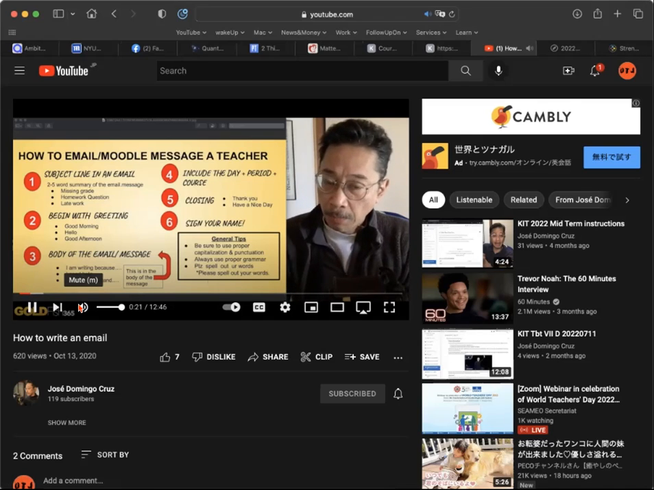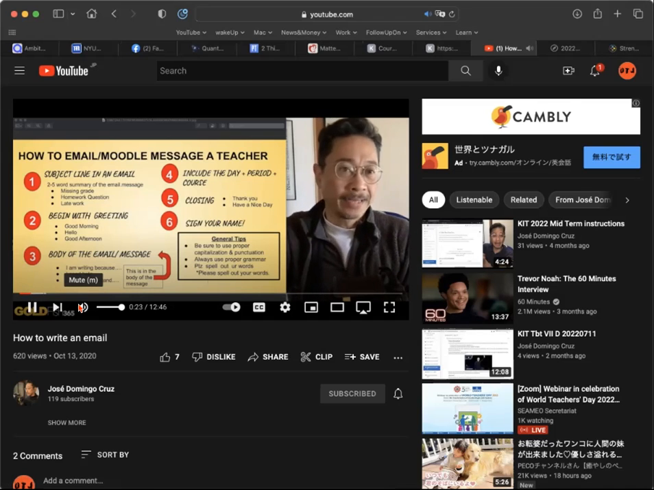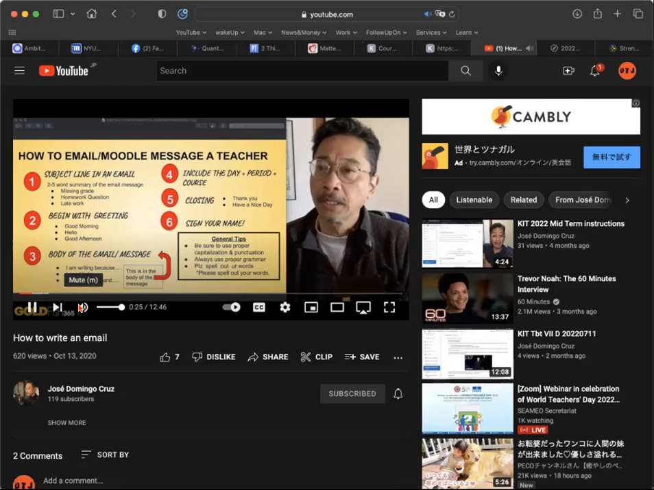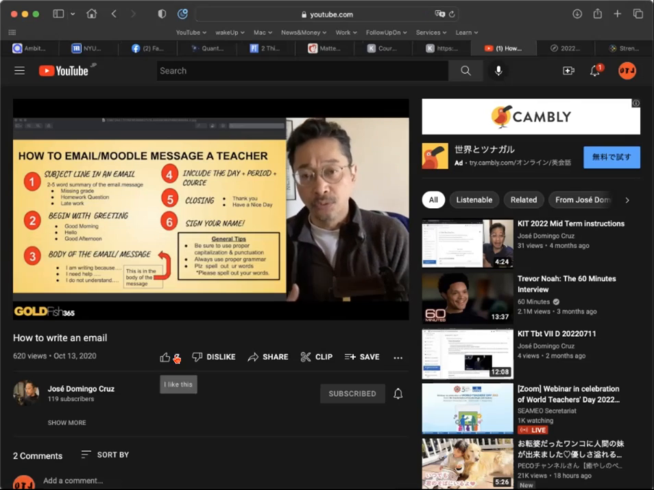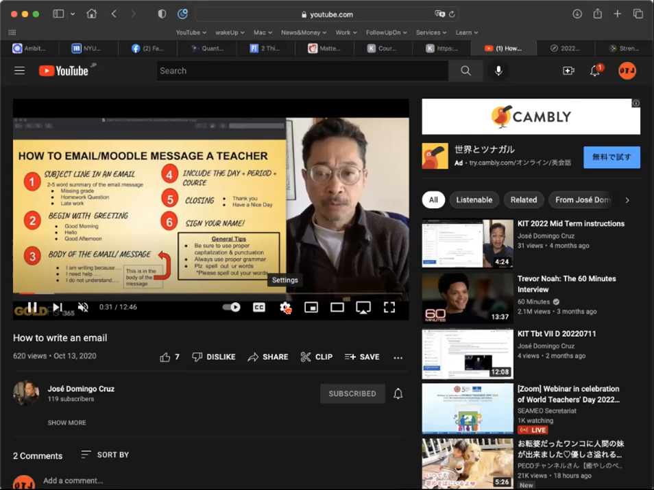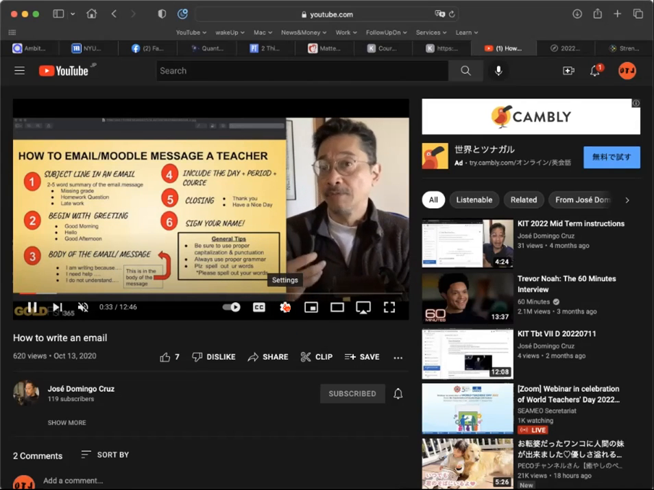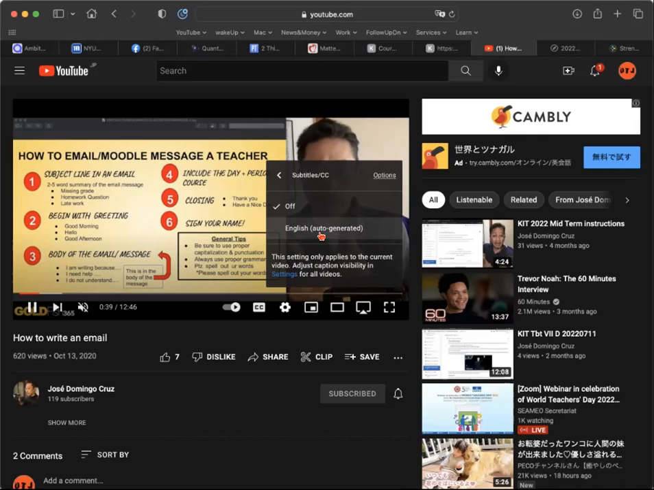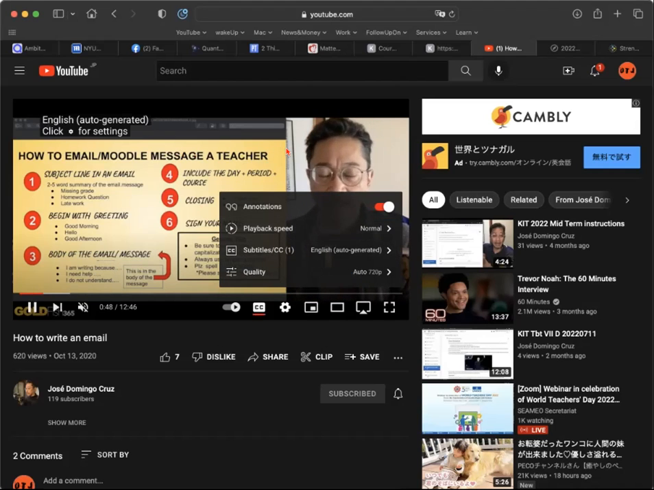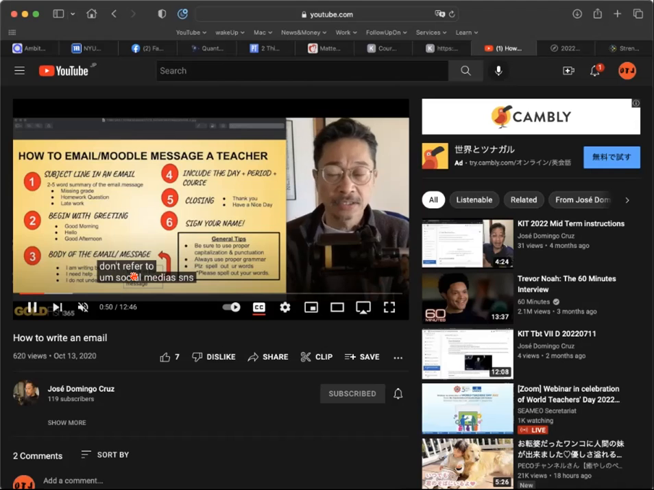So I came up with a graphic here that is all in English. Very hard to understand. Now, what can you do if you use YouTube? Well, if you use YouTube here, in the settings, this one that looks like a gear icon, you see where it says subtitles, turn them on, and then you can choose the language. So I'm speaking English, and of course, if you choose English, then English will come up.